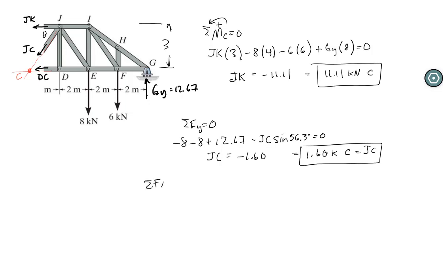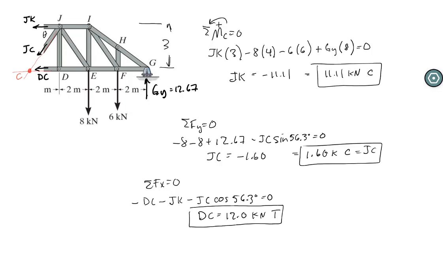And we can sum the forces in the x equal to 0 to solve for my last unknown. There's only 3, but I draw them all in here. So here I have minus DC minus JK minus JC cos of the angle 56.3 degrees is equal to 0. Solve that for CD, or DC, is equal to 12.0 kilonewtons in tension. Okay, there we go. We got the same answer both ways, and so that's handy.